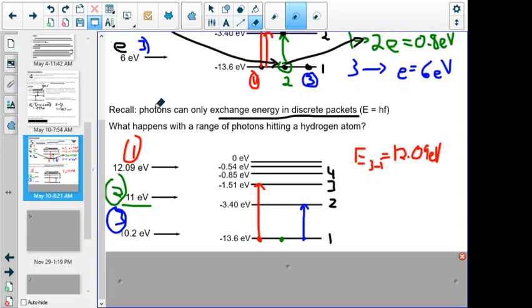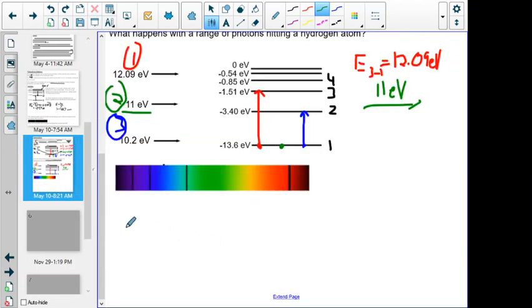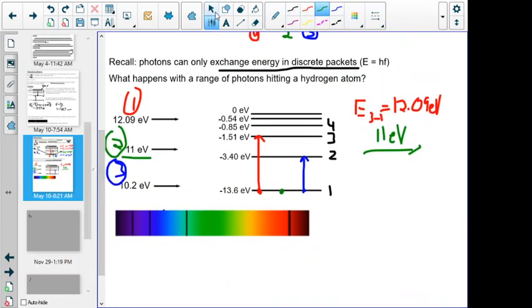In fact, if we shone photons with these three energies at this gas, what we'd see is a photon come out at 11 electron volts. The other two would get absorbed, one transitioning from 1 to 3, the other transitioning from 1 to 2. Now you might be thinking, well, why do we get absorption? We get this dark line spectrum, right? Why do we get absorption? Won't those electrons drop back down and re-emit that photon? And you're right, they will.